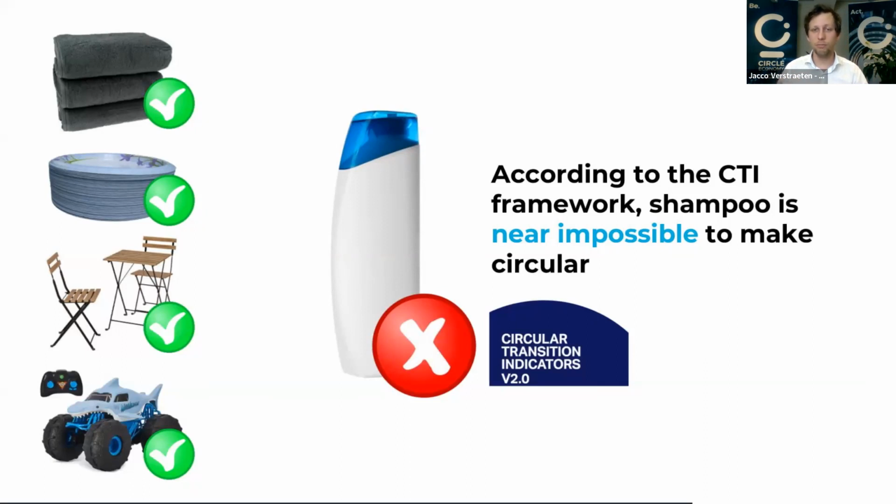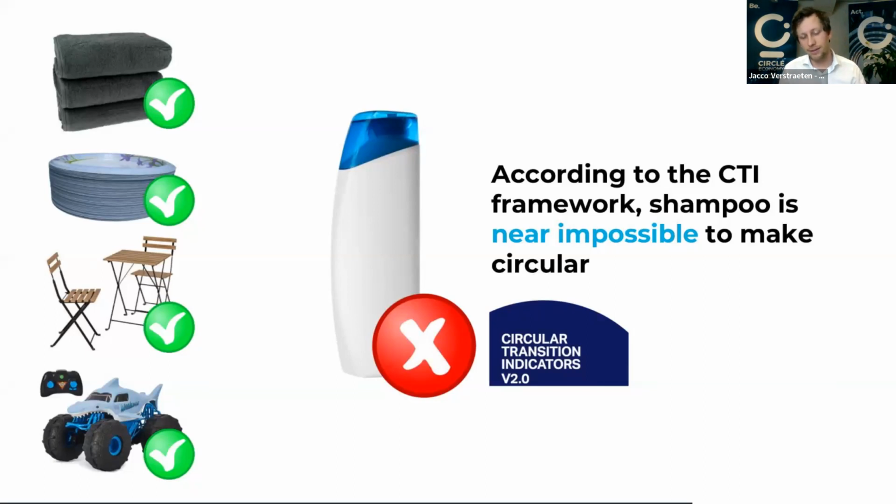And then we came to personal care, and I put the shampoo here as an example of a product that we looked into. And if you use the CTI framework, shampoo is near impossible to get circular. It's just really hard. And that's because they expect that if you put water into a product, that water needs to go back to the watershed where it was originally extracted. So if you produce shampoo in Poland and you then move it to the Netherlands, they would expect you to bring that water back to Poland again, even though water might not actually be an issue.